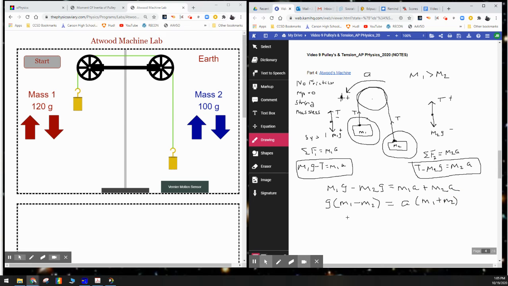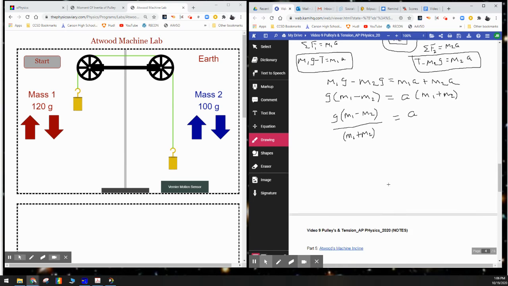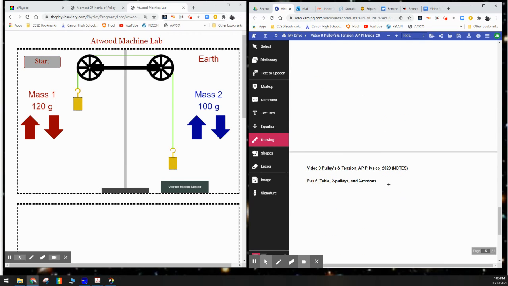Here I can either solve for G or I can solve for A. If I want to solve for A, using my advanced algebra skills, A equals (M1 minus M2) on top, and on the bottom I have M1 plus M2, like so. So here's how we find acceleration for the Atwood's machine. Okay, all right. Now, where are we at here? Is this part 5?